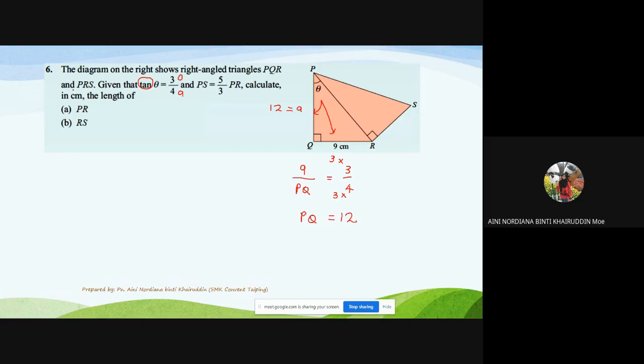So in order to calculate PR, teacher, yes, sorry, I don't understand. From the beginning. It's actually the same method as just now.